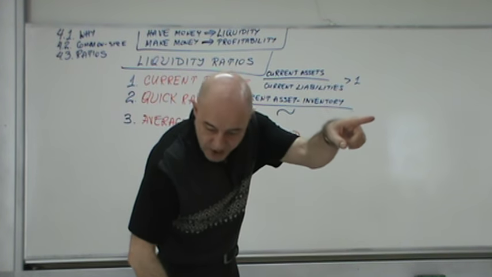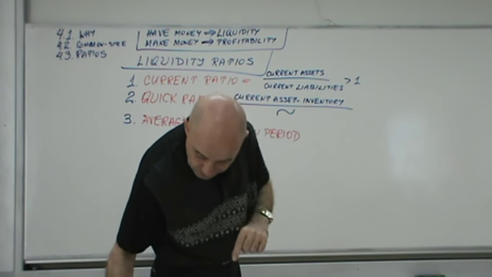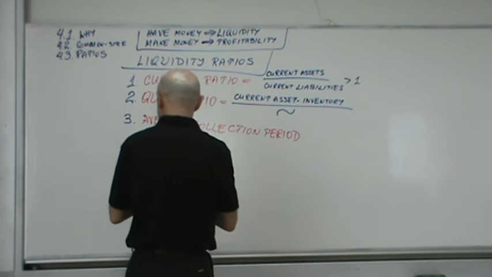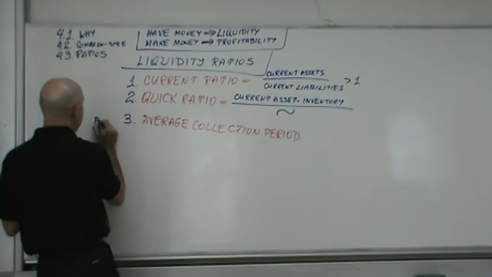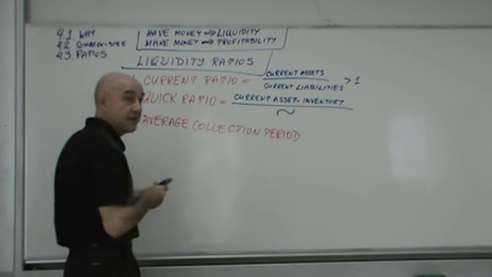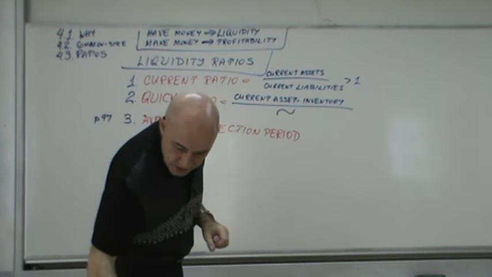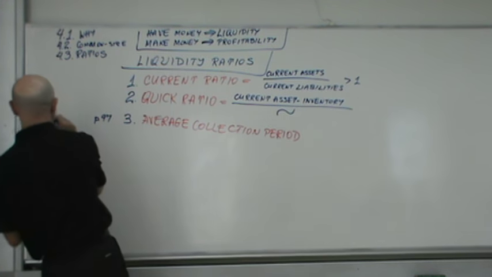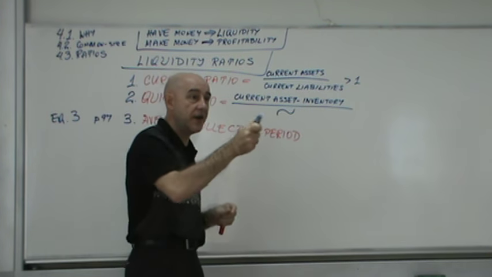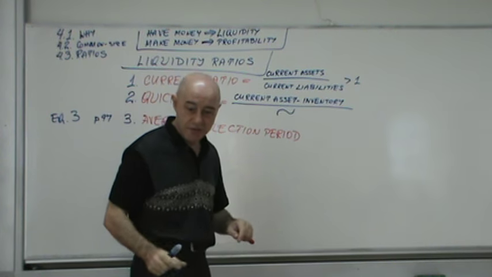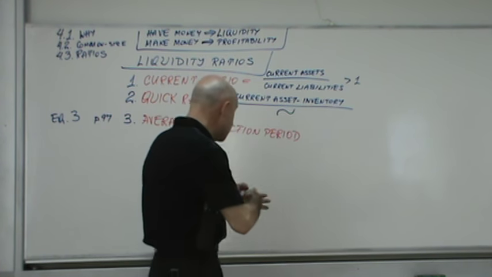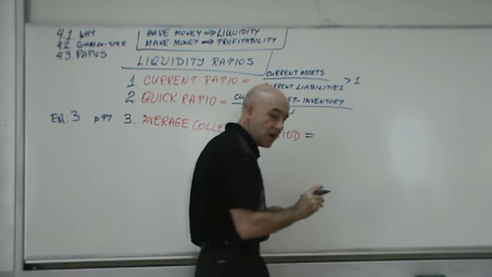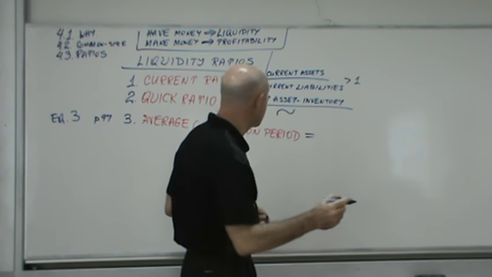For you having the textbook, it's page 97. Page 97, okay. And it's equation three. You find it there in the middle of the page. Average collection period. So basically, it's a simple question. Well, tell me, what are my accounts receivable?